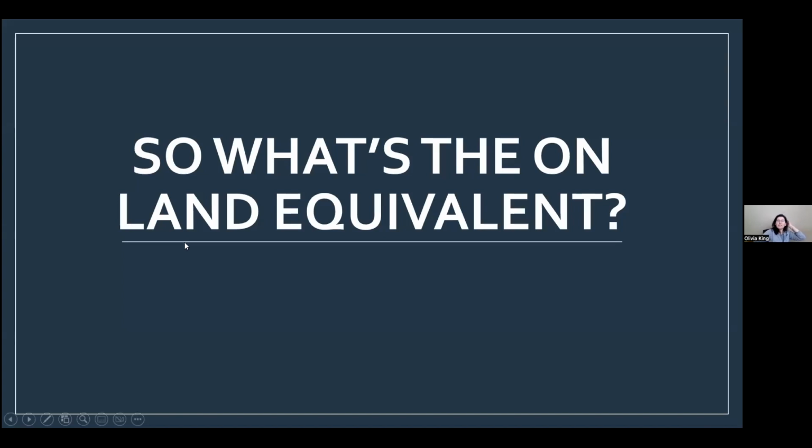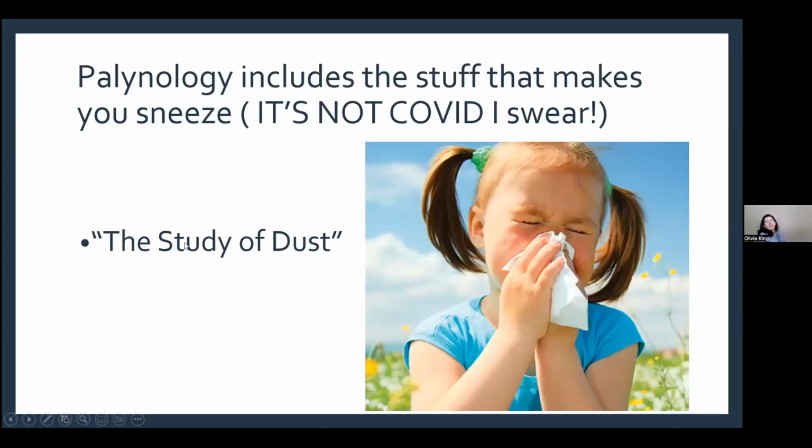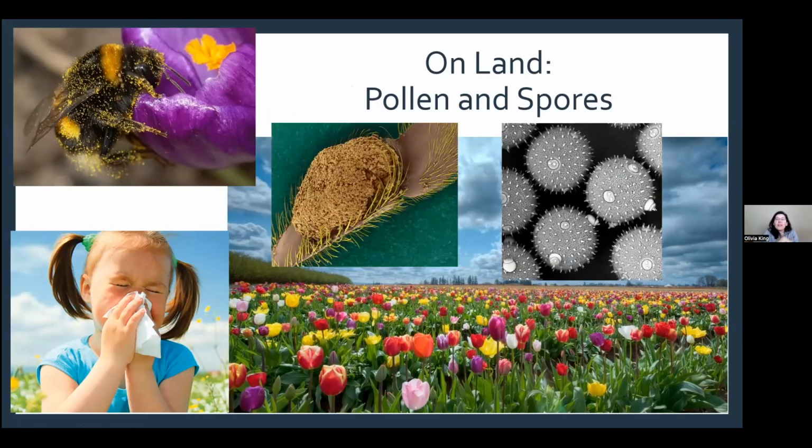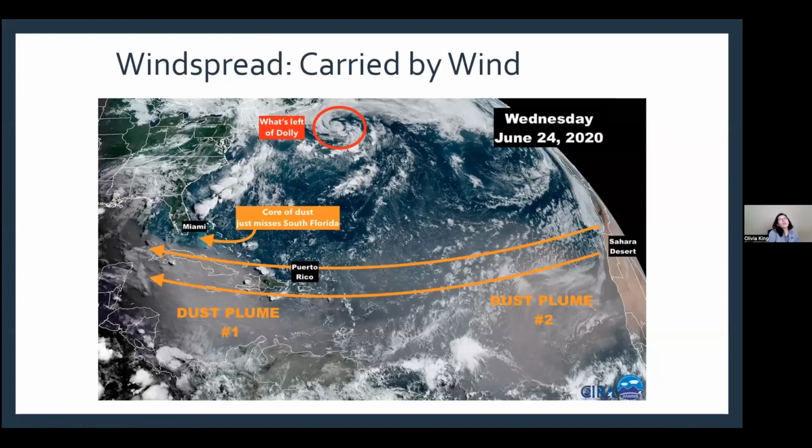So the land equivalent is what I look at, palynology. The stuff that makes you sneeze. It translates to the study of dust. On land, this is pollen and spores. Pollen and spores are often associated with bumblebees for pollination, but they're very small and they can stick on basically anything, and they're abundant. They can also be carried by wind, and they can be carried very far. These are much smaller particles than sand, and they can make it all the way across the ocean.